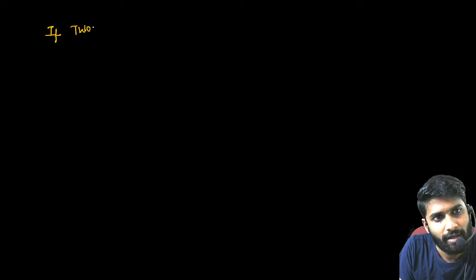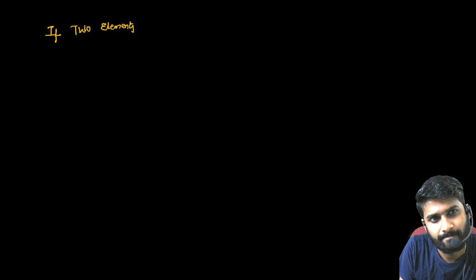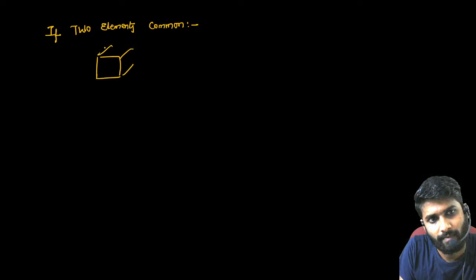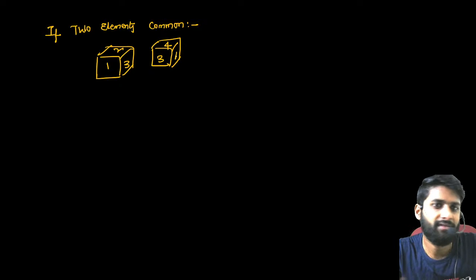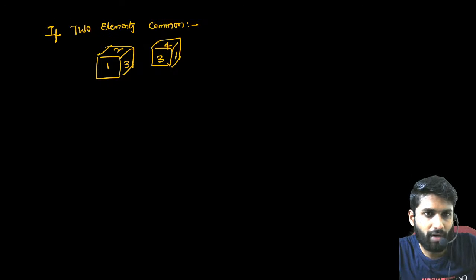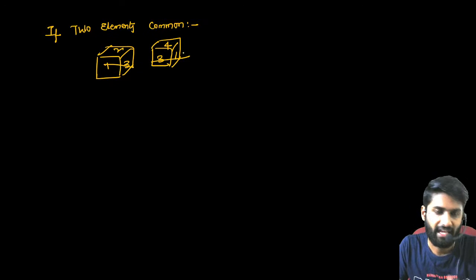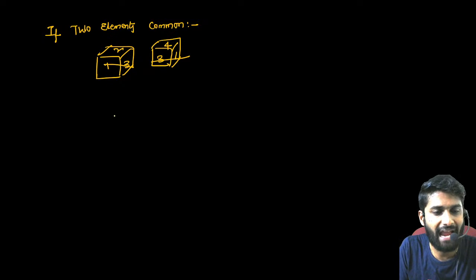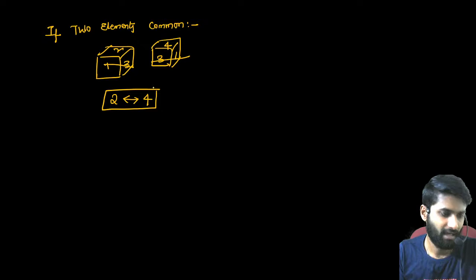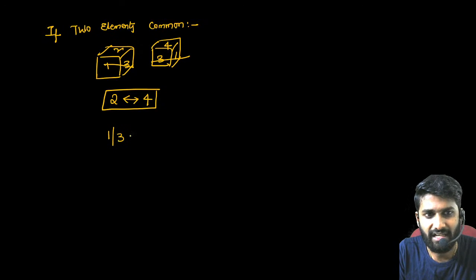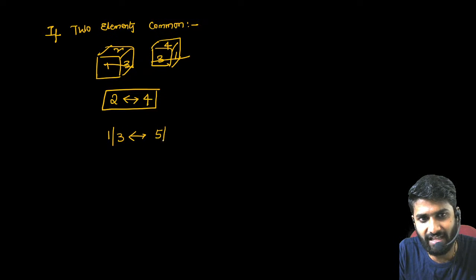Second one: if two elements are common in the given question. See guys, with dice 1 2 3 and 3 4 1, if you observe these two dice, there are two elements which are common. What are the two common elements? 1 and 3. If two elements are common, eliminate those two numbers and whatever remains is a perfect opposite pair. So the perfect opposite pair for 2 is 4. But what about 1 and 3? We cannot be sure of a particular answer. There is a chance the opposite pair of 1 and 3 is either 5 or 6.